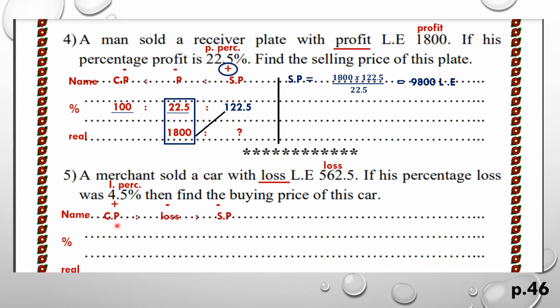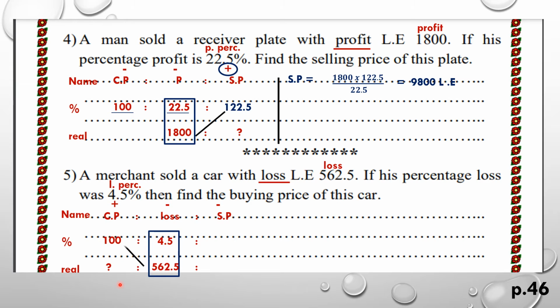This space will be filled with 100. Now, 562.5 should be put under the real loss. 4.5% should be put under the loss percentage. Do we have a completed column? Yes. What do we need to find? The buying price, which is the cost price. So our question mark will be under cost price.